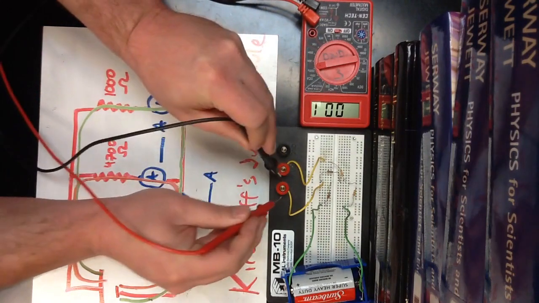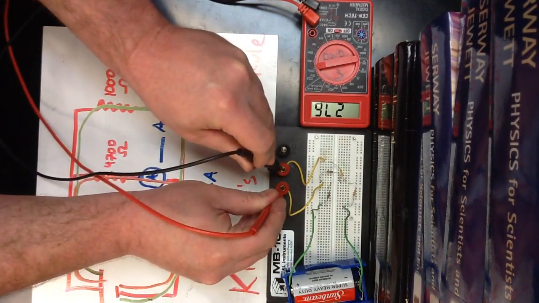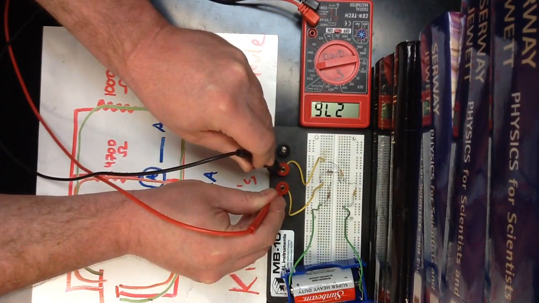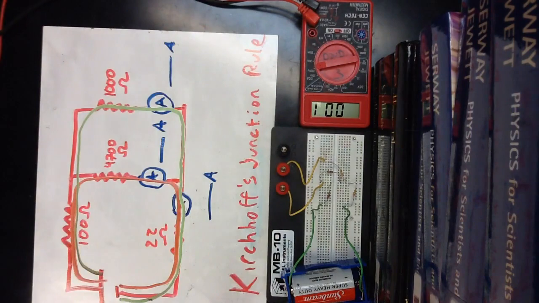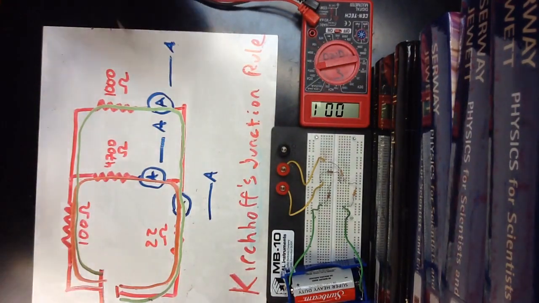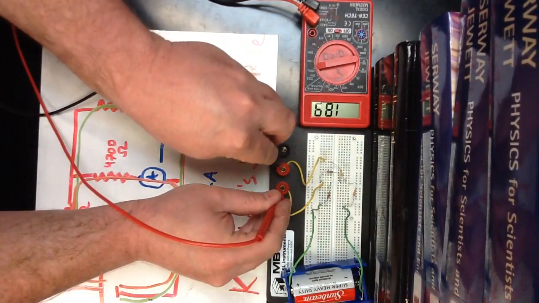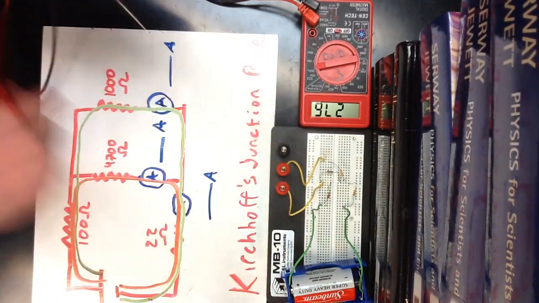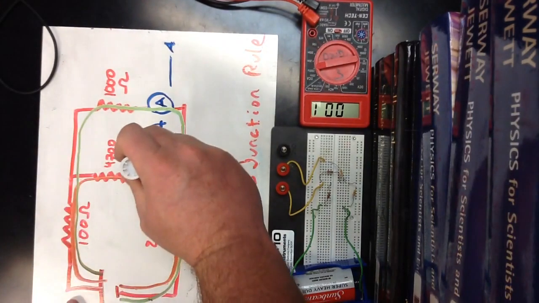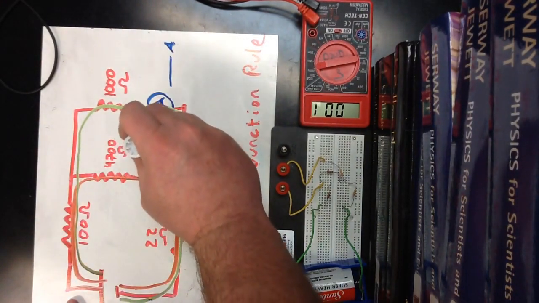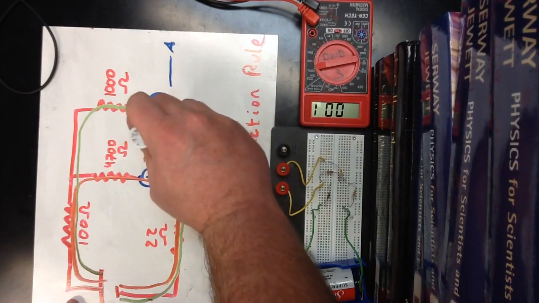We'll flip that so it's in the right direction. We get a current through the 4700 ohm resistor of 276 microamps. So I'll write that down. 276 microamps.